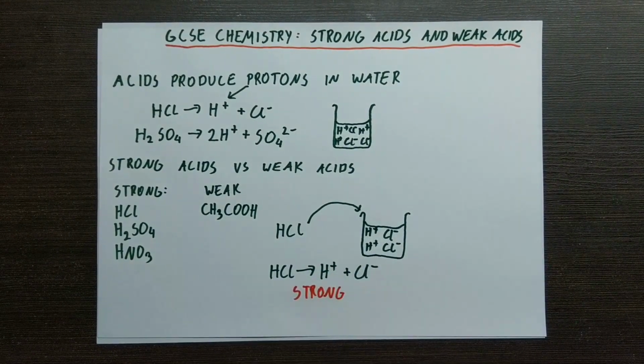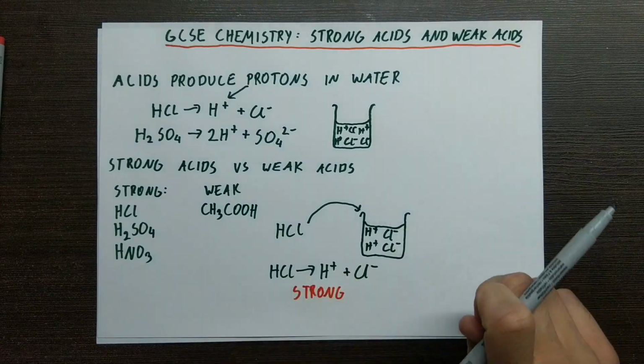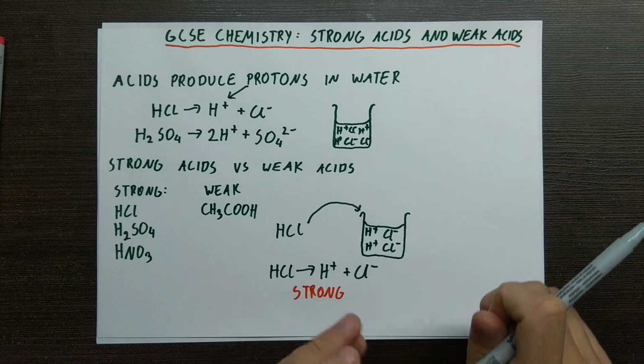Now, what about weak acids? What happens in weak acids? Okay, so let's take the example of ethanoic acid.